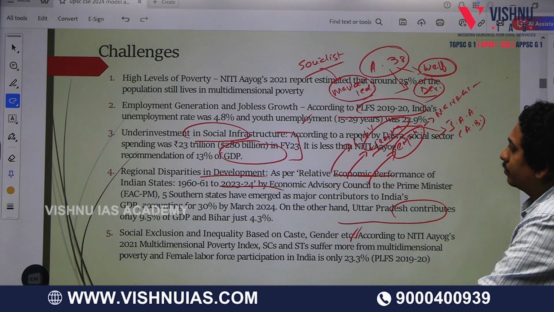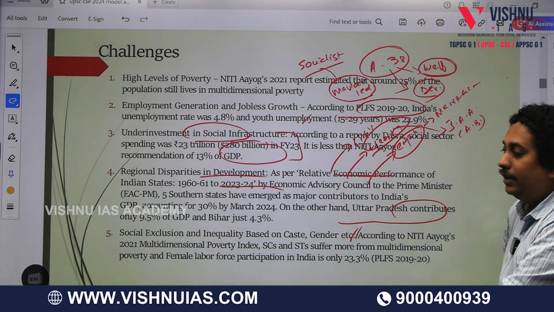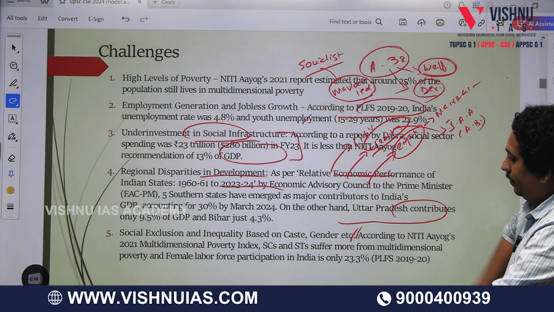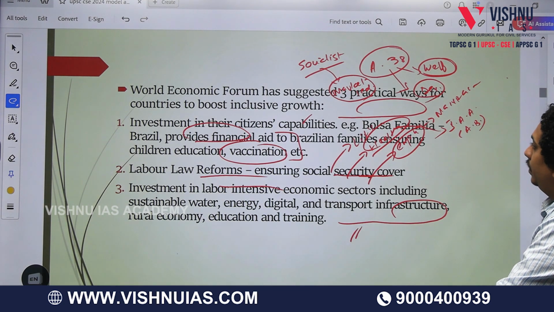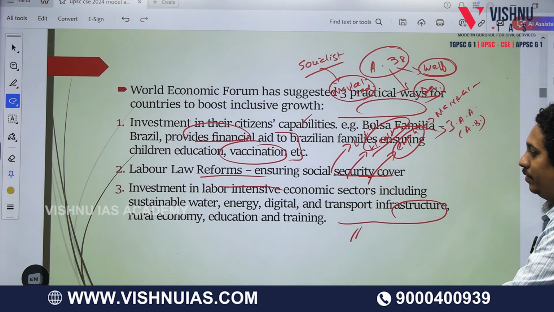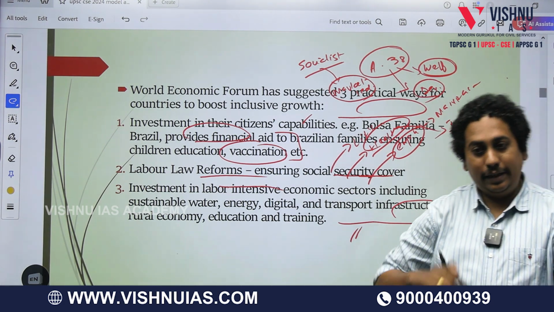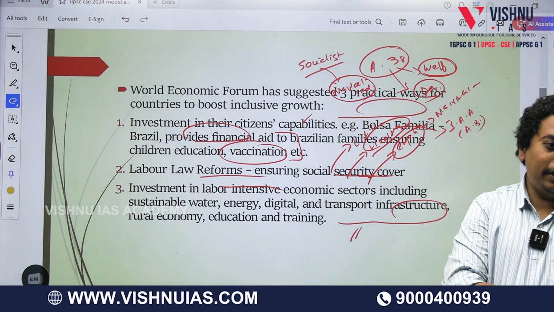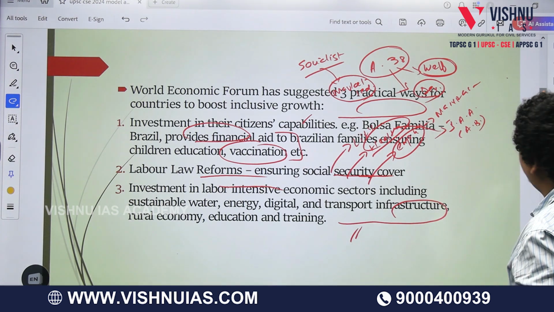Again, you could have also connected it with several challenges associated with inclusive growth. We have also discussed solutions for these. The World Economic Forum has given three practical ways for countries to boost inclusive growth. First is investing in citizen capabilities. Second, labor law reforms. Third, invest in labor-intensive economic sectors. Three kinds of suggestions given by the World Economic Forum. You can mention that here. That's what I was saying.